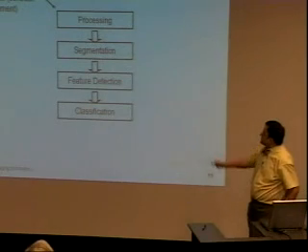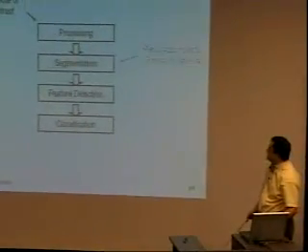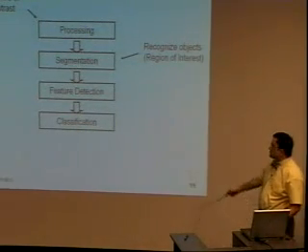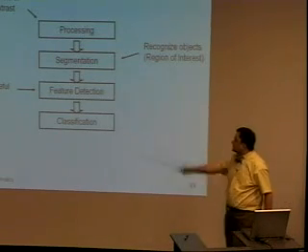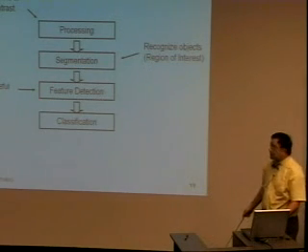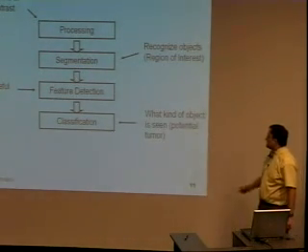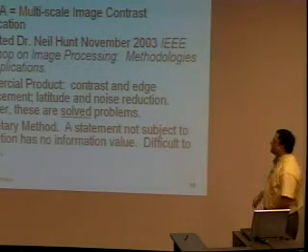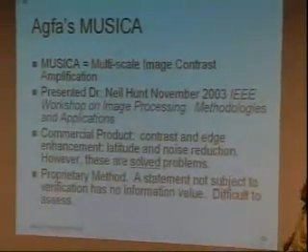Processing means to enhance the whole of the image, i.e. contrast enhancement. Segmentation is recognizing objects, such as the region of interest. Feature detection is the extraction of useful parameters, such as the size of the heart or the size of the fetus. And classification is what kind of object is seen, i.e. a potential tumor. Now, let's take a look at a commercial product to see how this process is done.